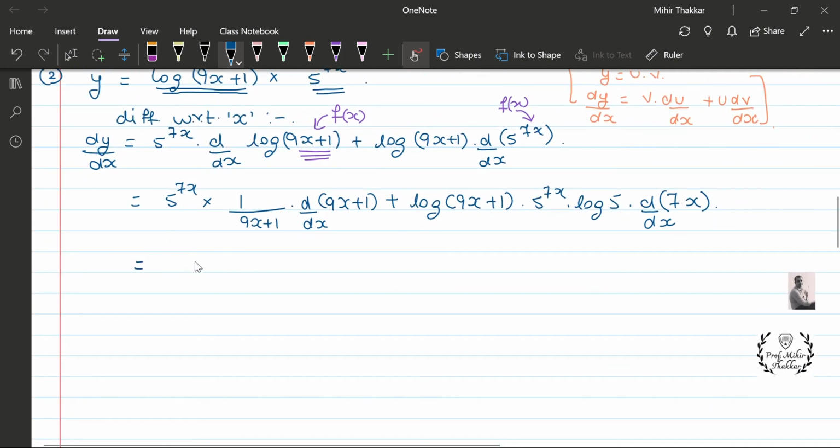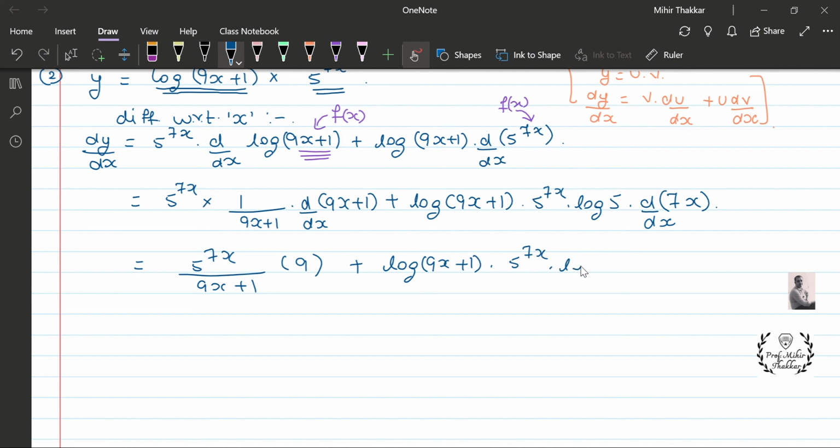So I can write 5 raised to 7x upon (9x plus 1). What is the derivative of 9x? 9 into 1, that is 9. The derivative of 1 is 0, so I get 9, plus log of (9x plus 1) multiplied by 5 raised to 7x into log 5 into 7. So that completes your answer for this particular sum.